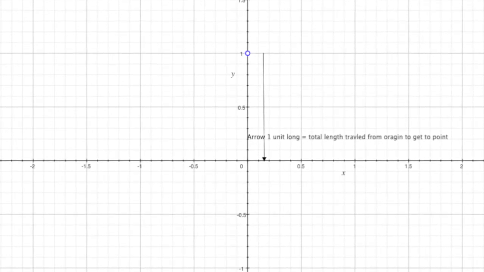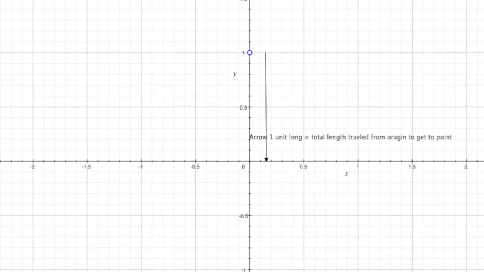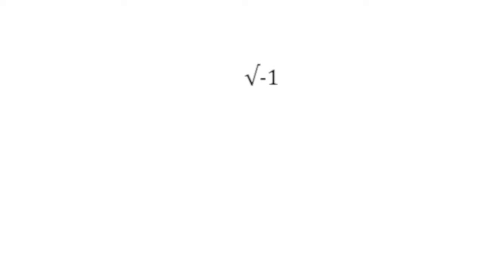So, now that you know what polar form is, we can begin to understand a basic question, okay? What is the square root of negative 1? Well, the square root of negative 1 is actually not possible. It's not a real number, okay? So what do I mean by that? You can try all you want to find two numbers that multiply to be negative 1, and you won't find them.